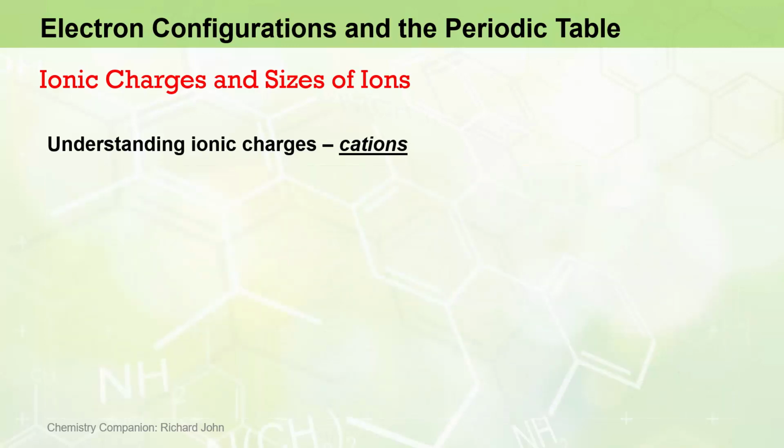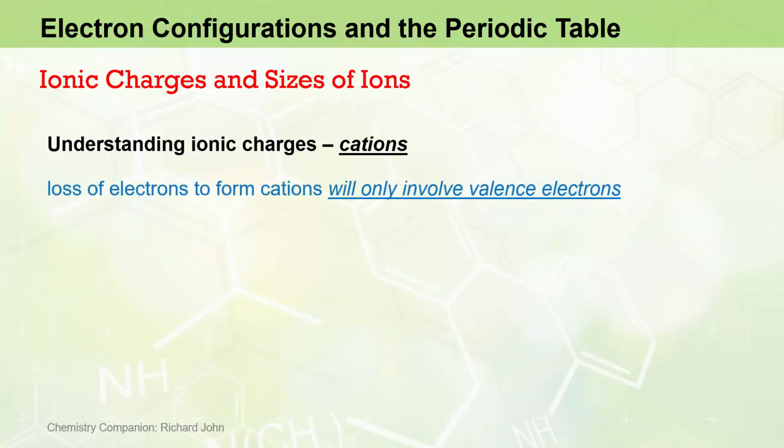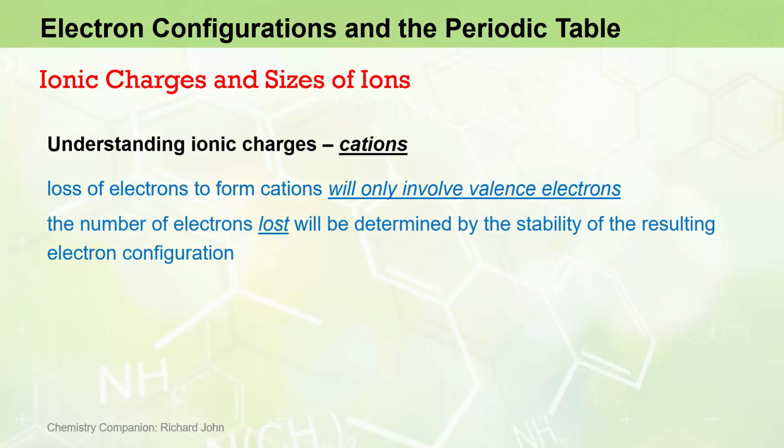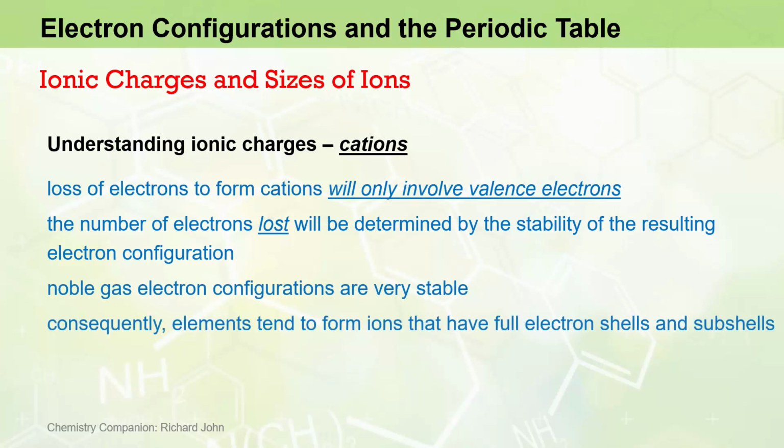So, in summary for cations, loss of electrons to form cations will only involve valence electrons. The number of electrons lost will be determined by the stability of the resulting electron configuration. Noble gas electron configurations are very stable, and consequently elements tend to form ions that have full electron shells and full subshells in the same way that noble gases do.